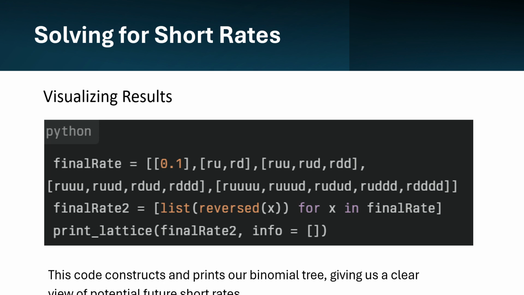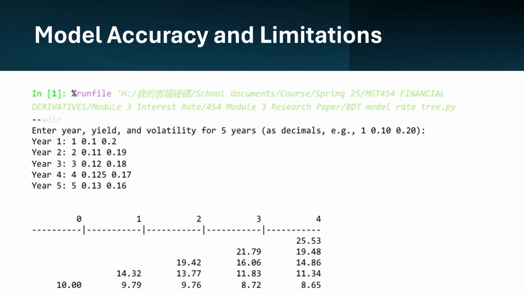We can see we have our output very clearly. So our implementation closely matches the original BDT model. However, it is important to note that the model's accuracy can be sensitive to input volatilities, especially in the later years. The use of numerical optimization also means there might be slight variations in results depending on the initial guesses and the solver parameters.